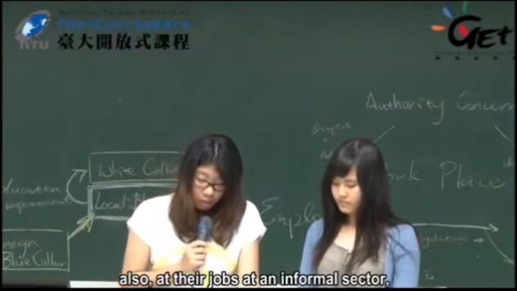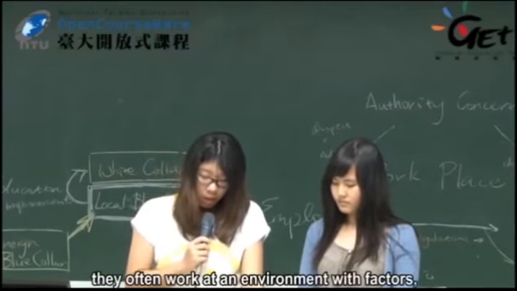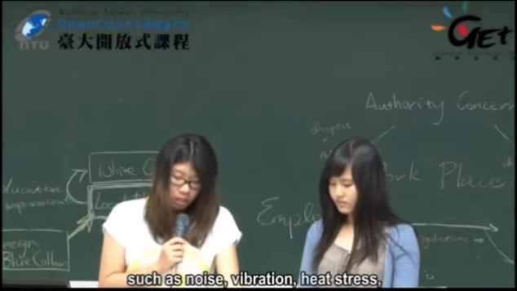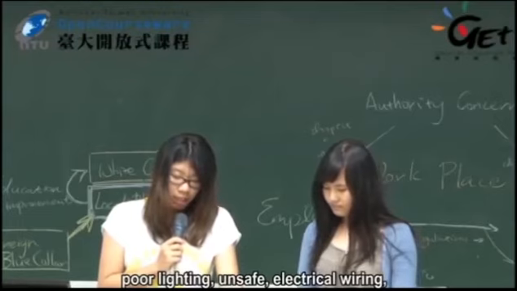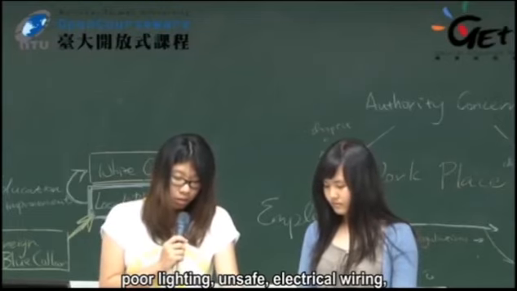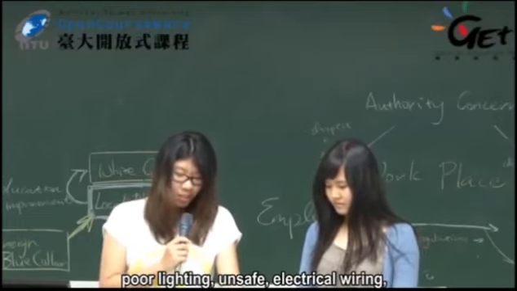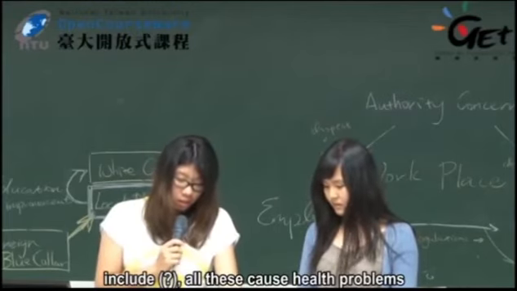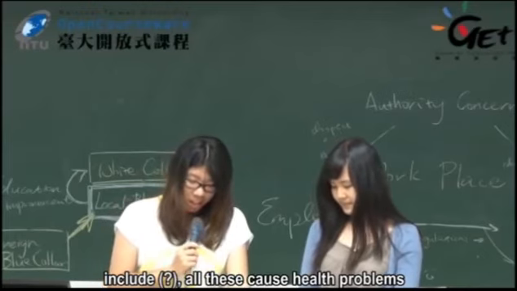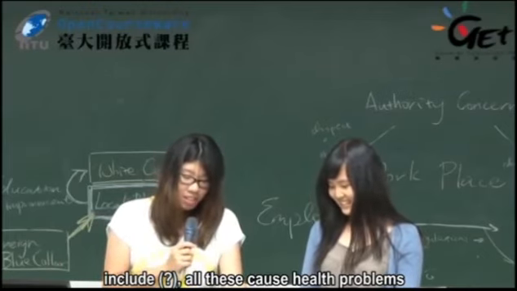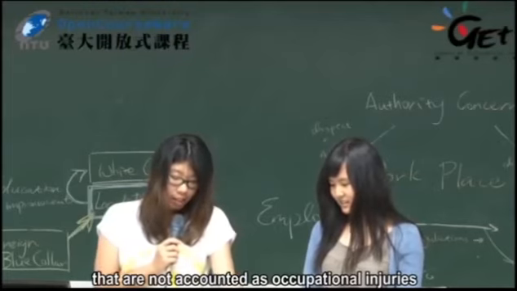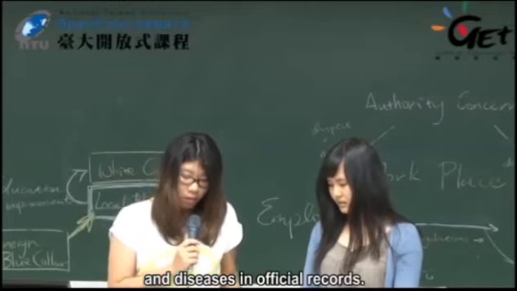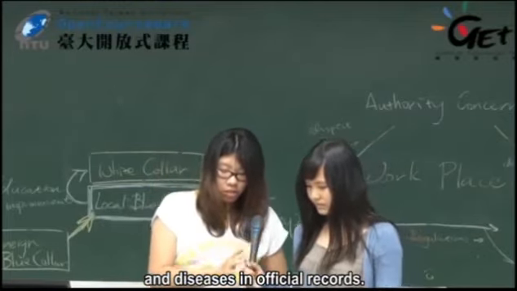Also, at their jobs in the informal sector, they often work in environments with hazards such as noise, vibration, heat stress, poor lighting, unsafe electrical wiring, exposure to dust and chemicals, and poor ergonomics. All of this causes health problems that are not accounted as occupational injuries and diseases in official sectors.